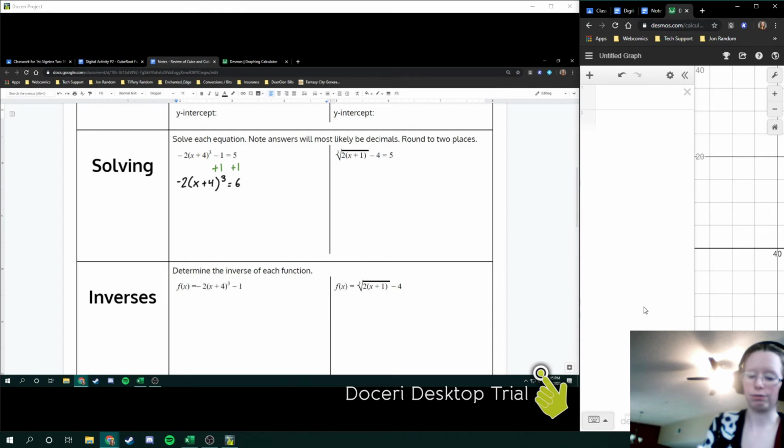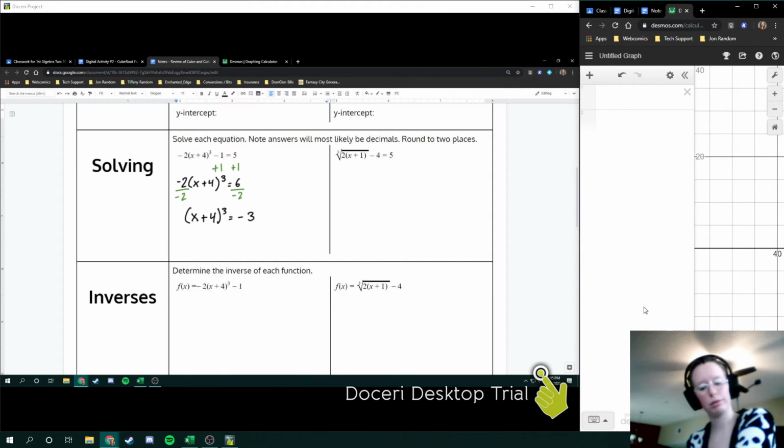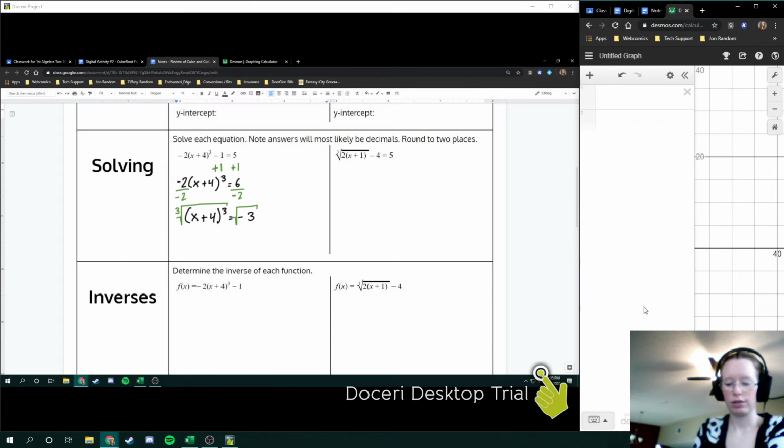Then I'm going to divide by the negative 2. Yes, it's negative. That doesn't mean we should add it over. It is still a coefficient. It's still multiplying. So then we end up with x plus 4 quantity cubed equals negative 3. Now to get rid of a cube, we cube root. They share that same word. And this is the part where I'm going to use the calculator, and I'm going to have Desmos use that for me.